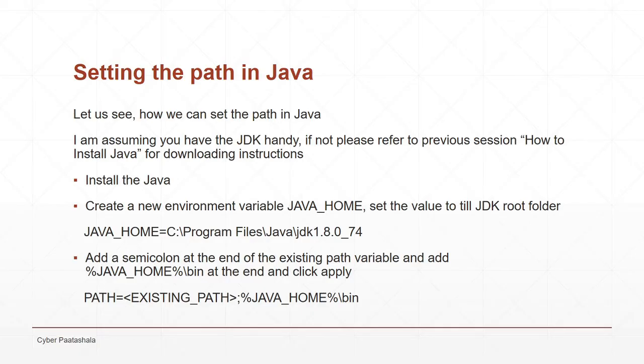In Windows 7, create an environment variable called JAVA_HOME and set the value till the JDK root folder, and then click OK. For the existing path variable, go to the end of the value in the path variable, put a semicolon and add %JAVA_HOME%\bin at the end of the line, and then just click OK, apply. You should be able to successfully set the path.